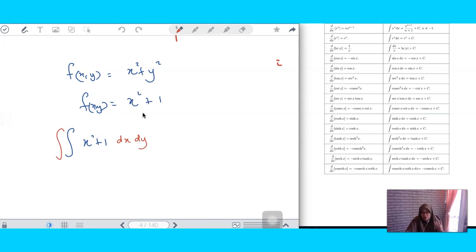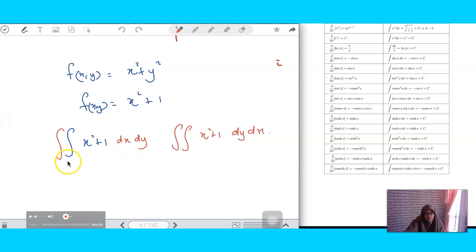Okay, so maybe you might wonder, should I put dy first or should I put dx first? You can do it either way. So if you have this order of integration, you can also have x squared plus 1 dy dx. Then how can you determine the limit? I will teach you how to determine the limit. As for now, I just want to introduce you to the double integral.